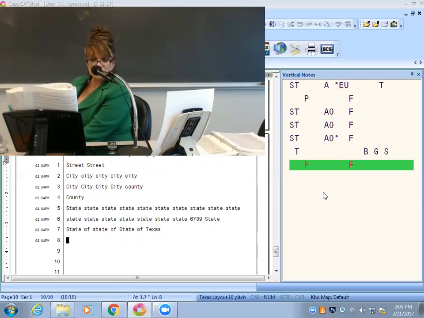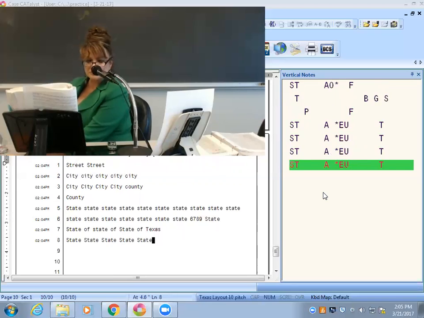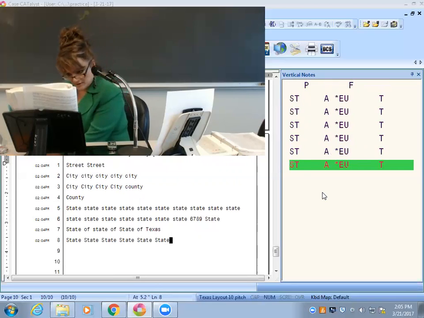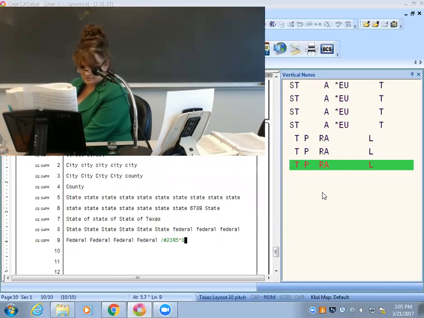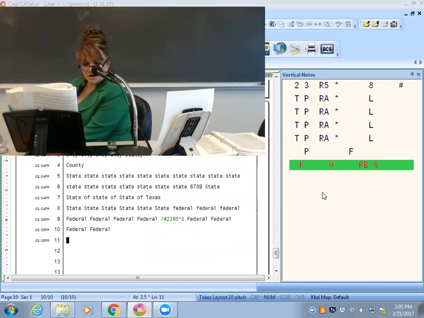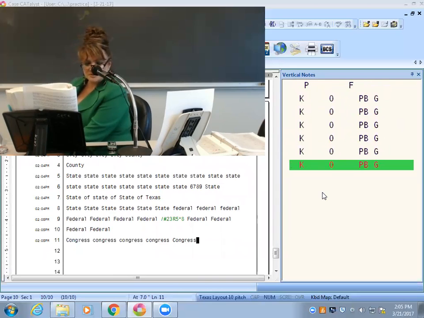Yes. Yes, usually they say yes. So state is capitalized when you can replace it with prosecution. Then you've got federal is FRAL. Capitalize it, put the asterisk in. Congress is Cong. Capitalize it, put the asterisk in.